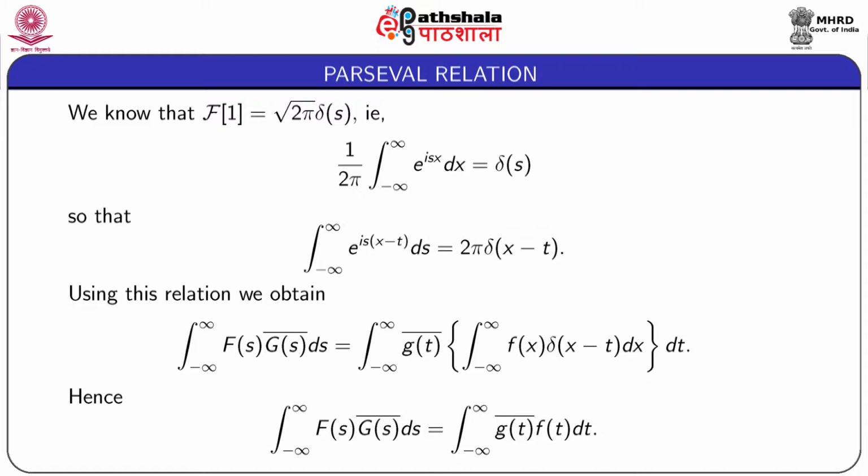Now, from the property of the delta function, this inner integral, that is the x integral, is equal to small f(t). So that we get the result: the integral from minus infinity to plus infinity of capital F(s) capital G bar(s) ds is equal to the integral from minus infinity to plus infinity of G bar(t) into F(t) dt.